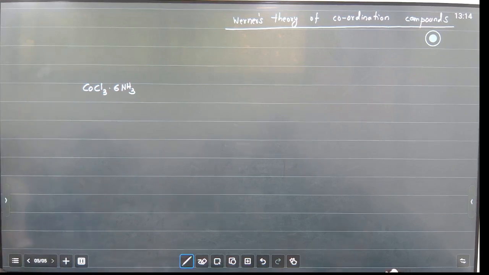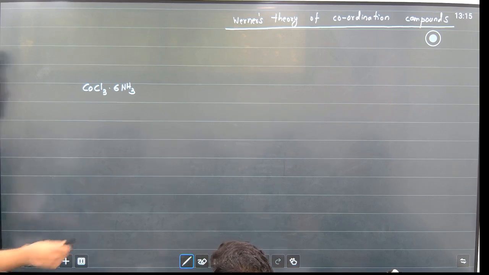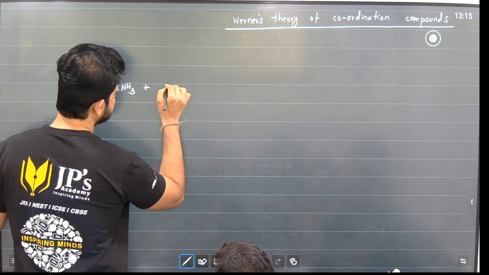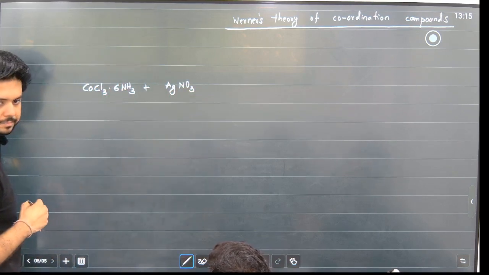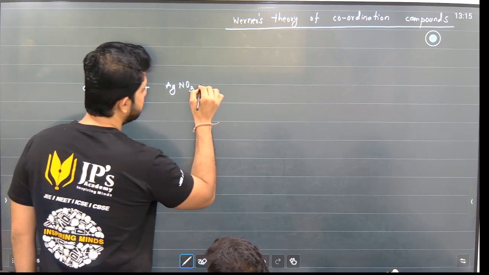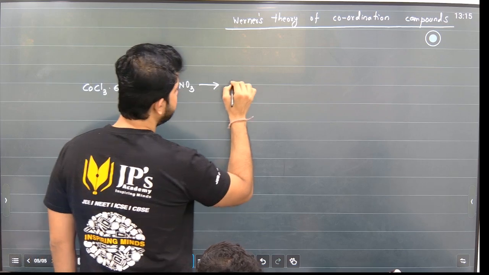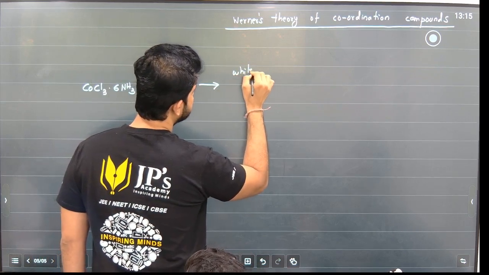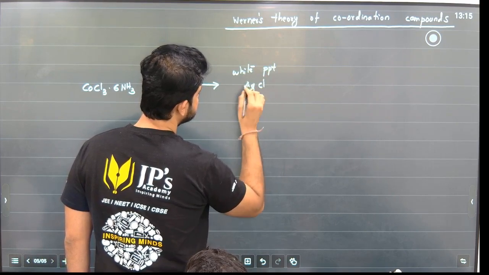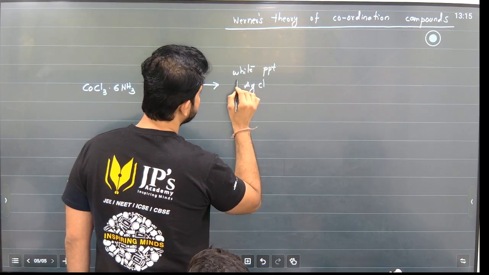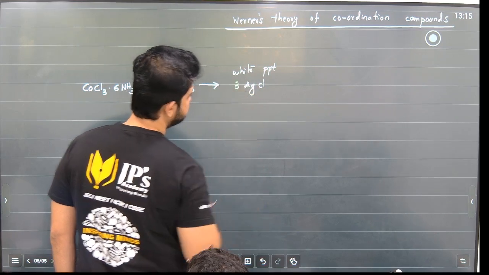Okay, now pay attention, please. Let's say we have this particular compound, and we treat this with AgNO3, and what we get is a white precipitate of AgCl, and that too 3 moles of AgCl.